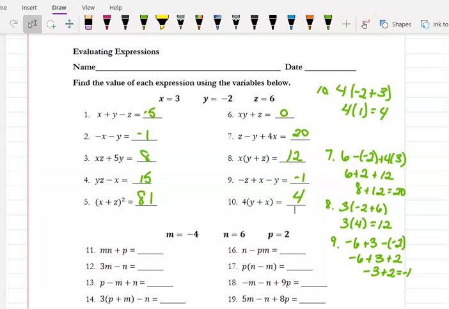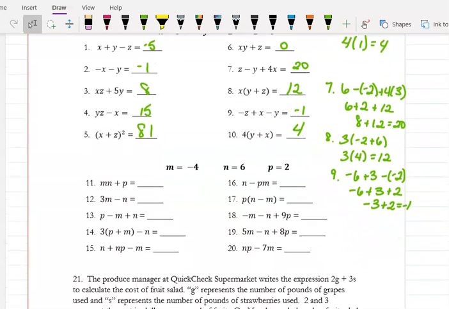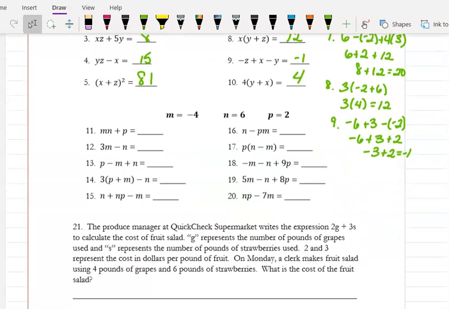Now this next set is going to get a little more complicated. We've got some more operations than we had in the first set, but the idea is the same. We're going to plug in and follow order of operations, and always be aware of your negatives and your integer rules.